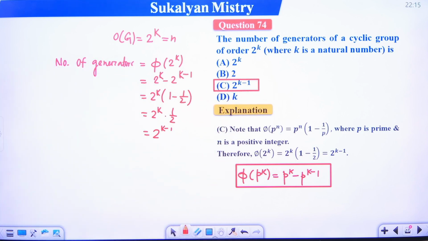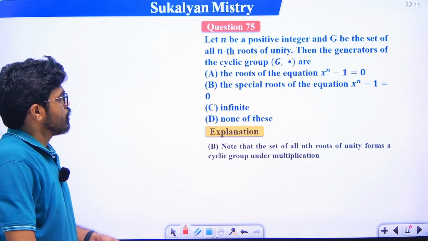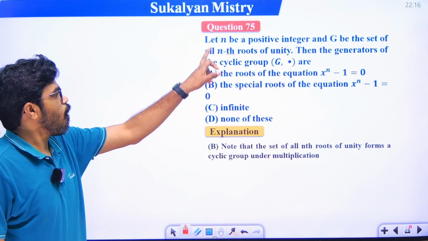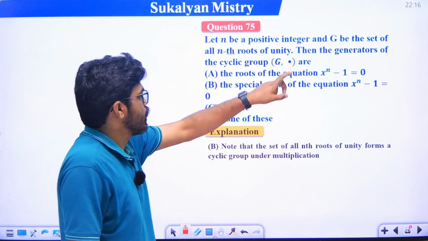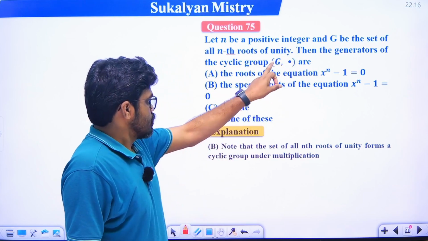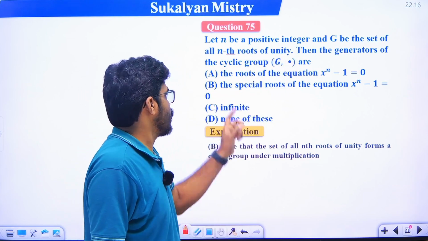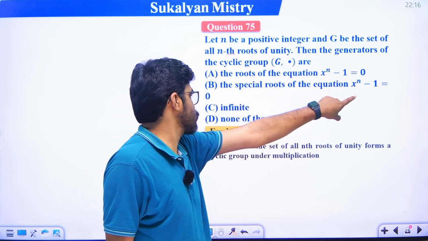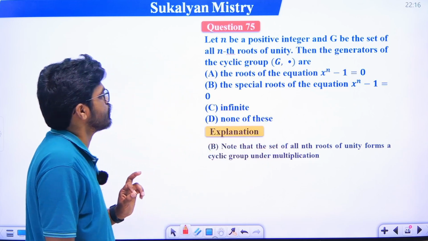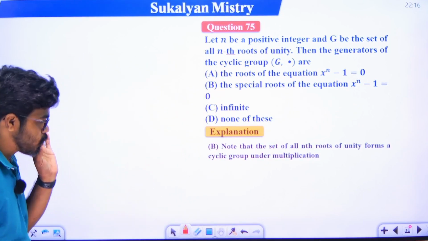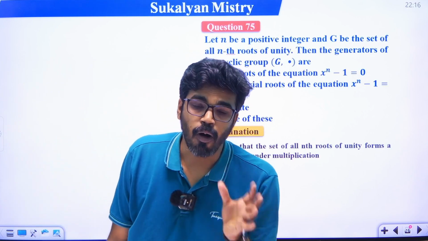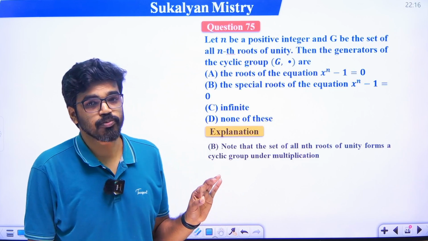Okay, clear? So next problem. Let n be a positive integer and G be the set of all nth roots of unity. Then the generators of the cyclic group G with respect to multiplication are the roots of the equation x to the power n minus 1 is equal to 0, the special roots of the equation x to the power n minus 1 is equal to 0, infinite, or none of these. It should be noted that the set of all nth roots of unity forms a cyclic group with respect to multiplication.